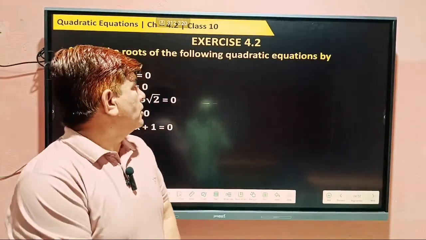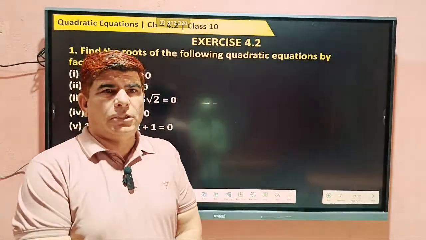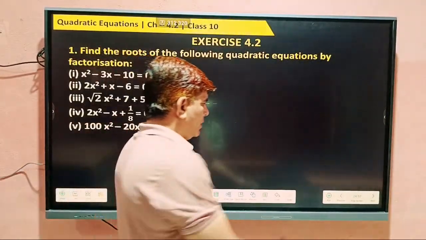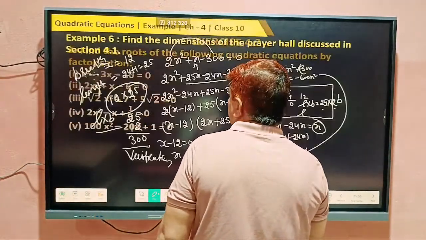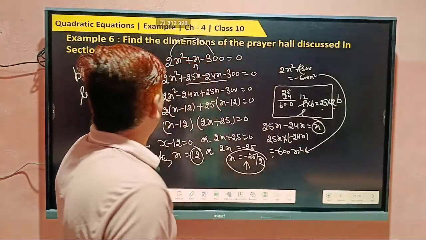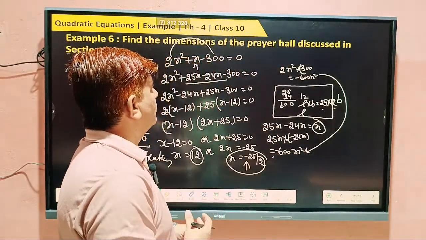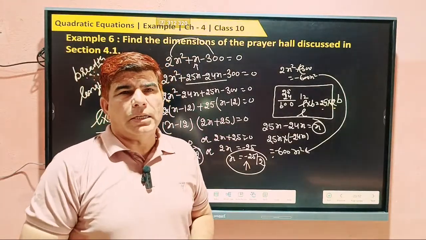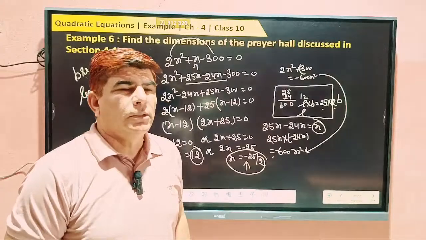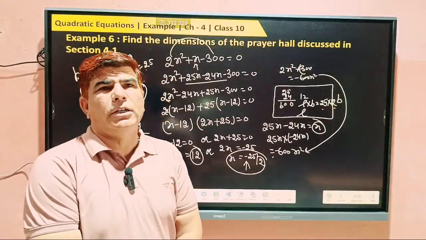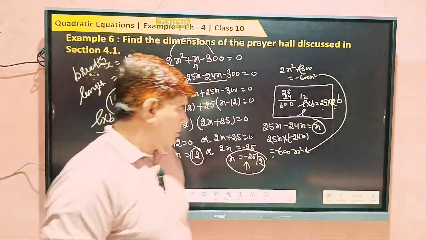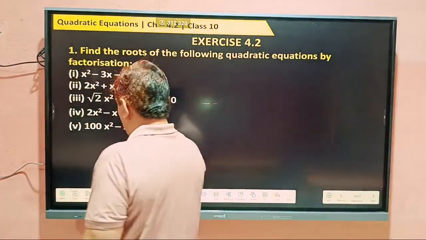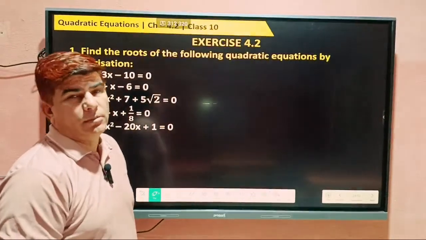Let's discuss the next part of this chapter, exercise 4.2. Yesterday we discussed up to here. I told you example number 6, example number 5, 4, all these. The exercise is also related to it. You have to find the roots of the quadratic equation by using which method? Splitting the middle term, or you can say the factorization method.